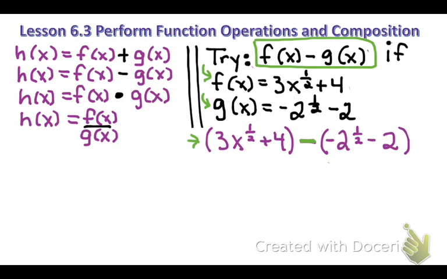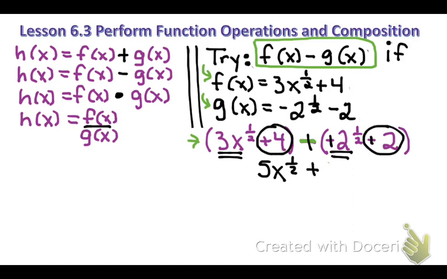And because it's subtraction, remember we're going to have to either distribute the negative, or we can say add the opposite. So add the opposite, and then we just combine like terms. So 5x raised to the power of 1/2, and we have a plus 4 and a plus 2, so plus 6. So that would be f of x minus g of x. But then it's going to ask you about the domain. So when we're identifying the domain, we need to determine if there's a denominator or if there's an even root. So we're going to review a little bit regarding domains.